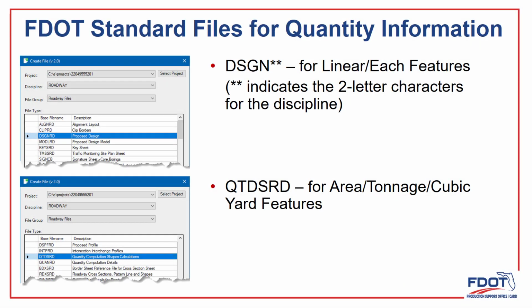There are two design files that contain quantity pay item information. The proposed design file, or DSGN file, contains items that are linear or length quantities, as well as items that are calculated by the number of individual items, or per each. Any quantities that are computed based on area, tonnage, or cubic yards are documented in the QTD-SRD file. This file should contain models for each different pay item.